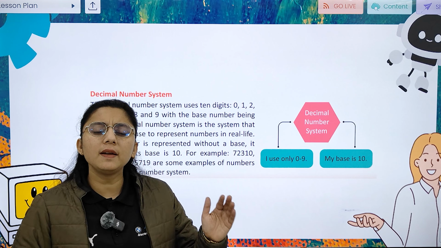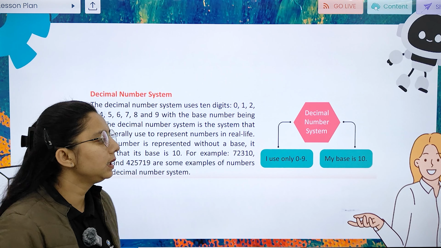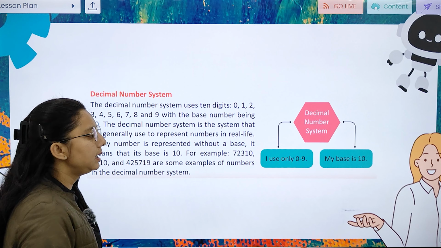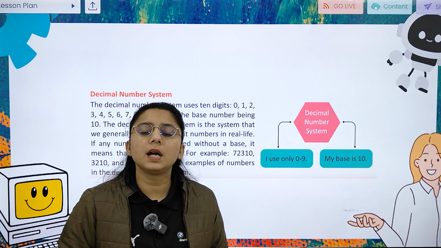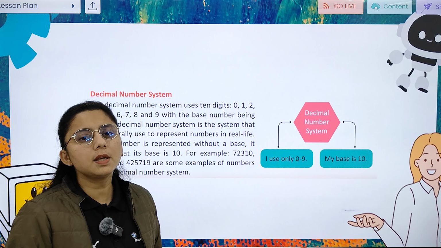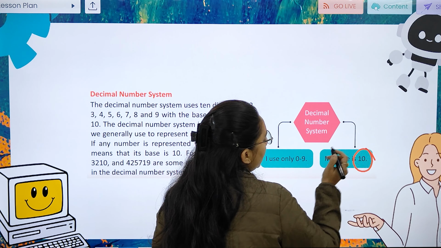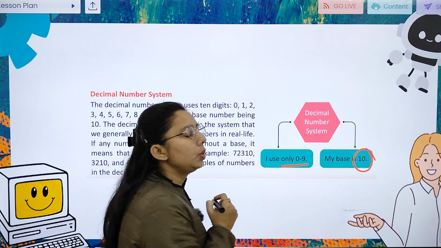First of all, now I will tell about all the number systems broadly. First I will tell you about the decimal number system. In the decimal number system, I use only 0 to 9, and my base is 10. What is the base of the decimal number system? That is 10, and we use the numbers 0 to 9.